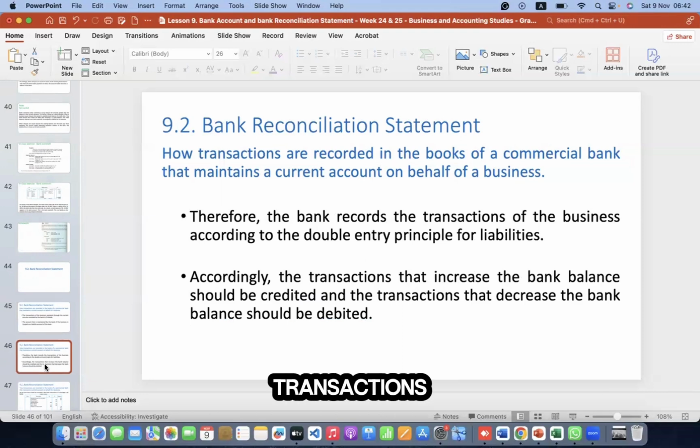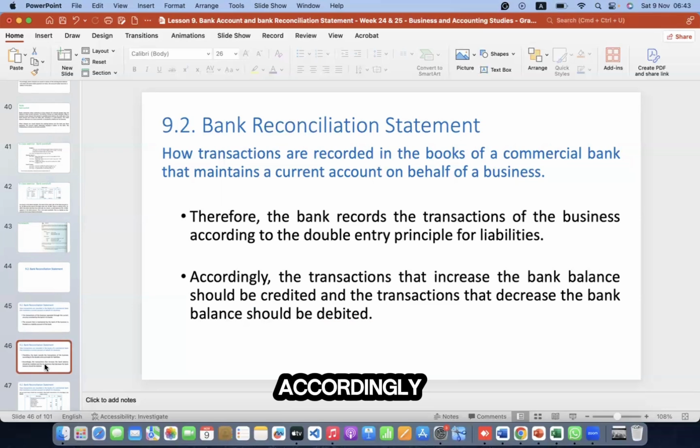Therefore, the bank records the transactions of the business according to the double entry principles of liabilities. Earlier, when we recorded the bank account transactions, we recorded them as per the principles of treating an asset. But now the bank is recording it the other way around. The bank is recording the transactions of the business according to the double entry principles of liabilities.